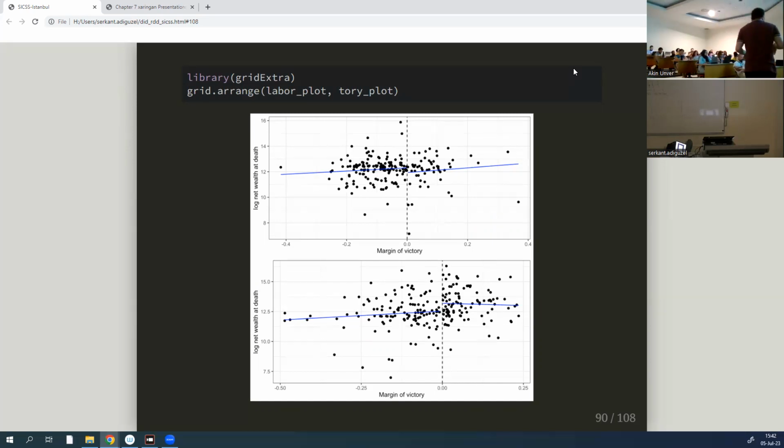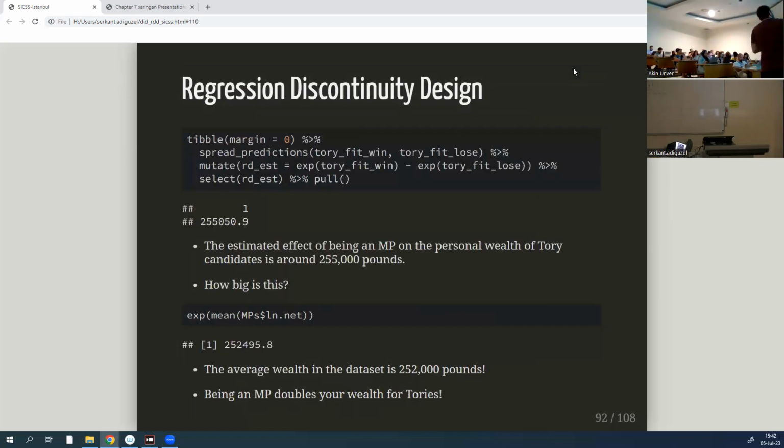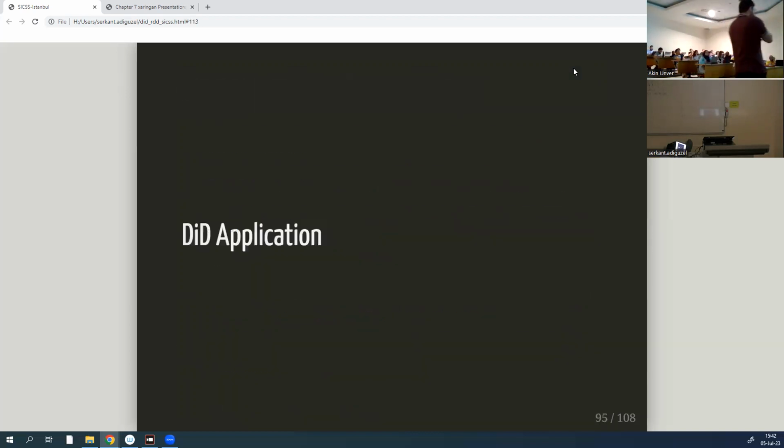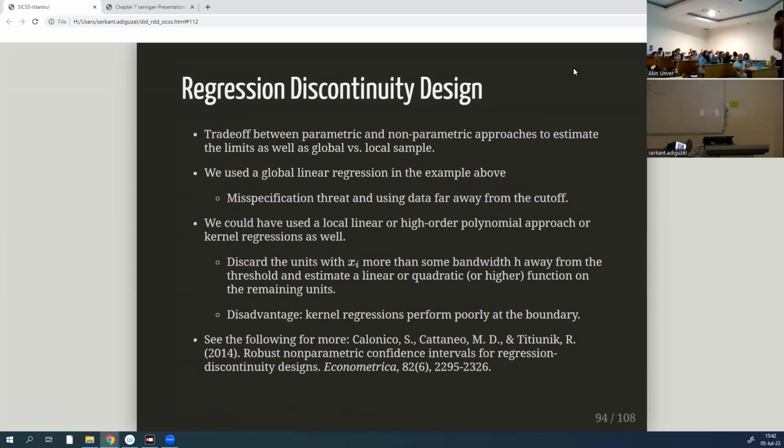There is one Indian author whose last name is hard to pronounce, Kalyanaraman. So the IK bandwidth, for instance, uses that logic, the trade-off between bias and variance. And there is also Calonico et al., who have this non-parametric approach. This is also quite a math-heavy methods paper. But what they do is address this window problem.